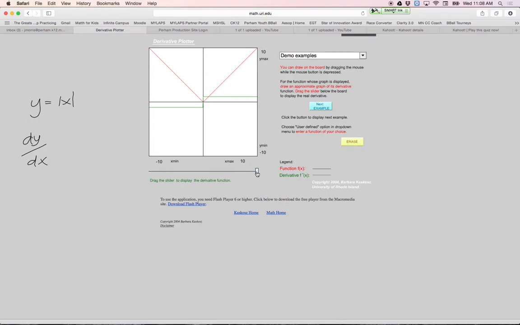U over the absolute value of U times U prime. Okay, now if you do the derivative, it can't be zero. Yeah, you can't be 0, which is what I want to bring up here.